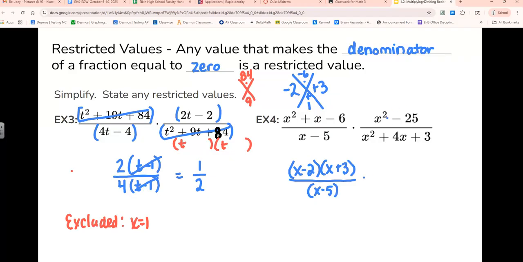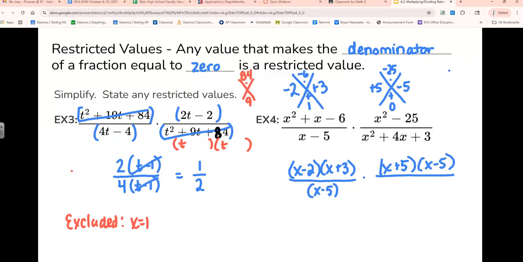Here, I've got x squared minus 25. So that one, I've got negative 25. And what's my middle number on that one? It's 0, right? So what's the only thing that's going to work here? Positive 5, negative 5, because that's the only way we'll get zeros: have positive and negative of the same number. So I'll have x plus 5, x minus 5.